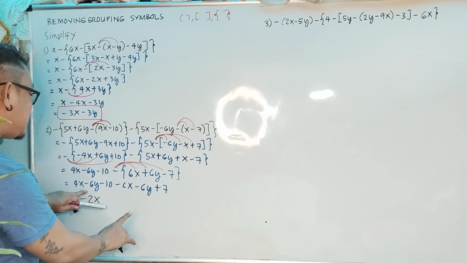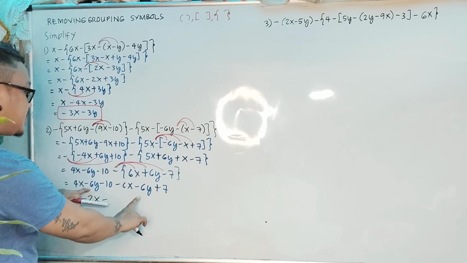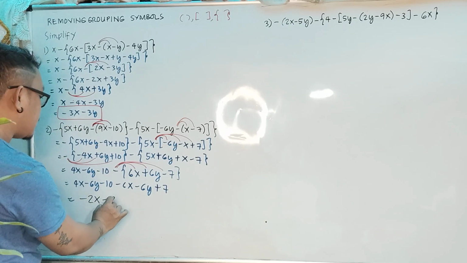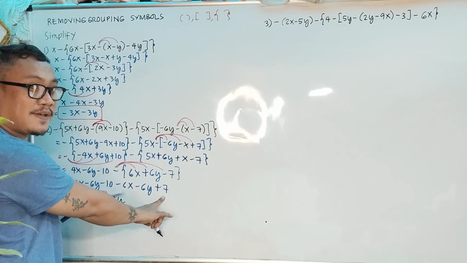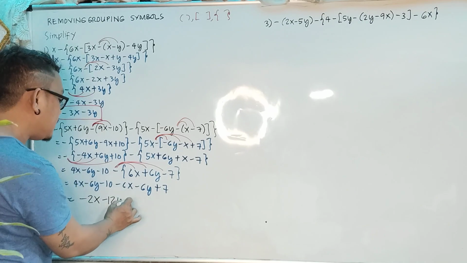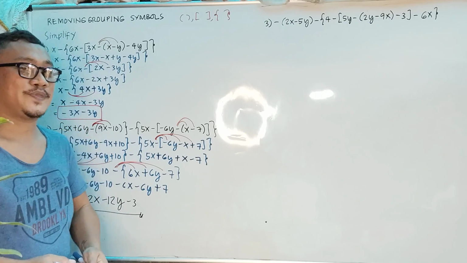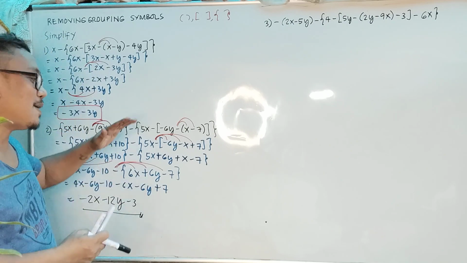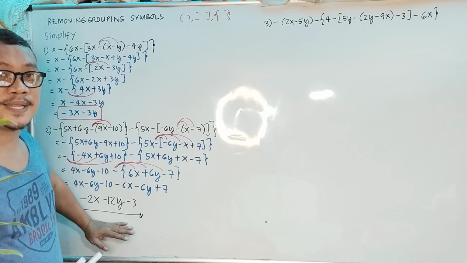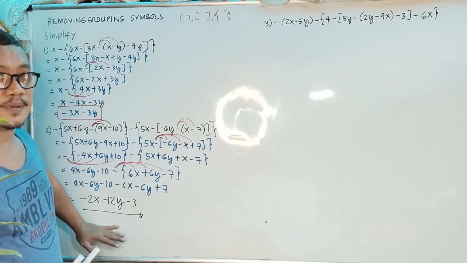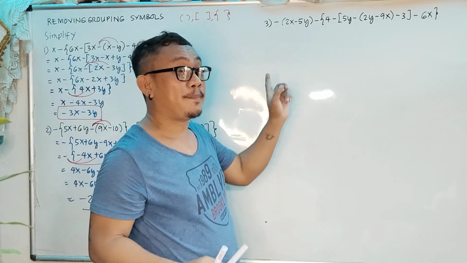Next, negative 6y minus 6y. So, be clear, you copy the negative symbol. 6 plus 6 is 12. So, 12, copy the variable y. Then, for negative 10 plus 7, you have negative 3. And this is your final answer. This is it. Step by step, we removed the symbols, then we combine like terms. Okay? So, let's move on to example number 3.